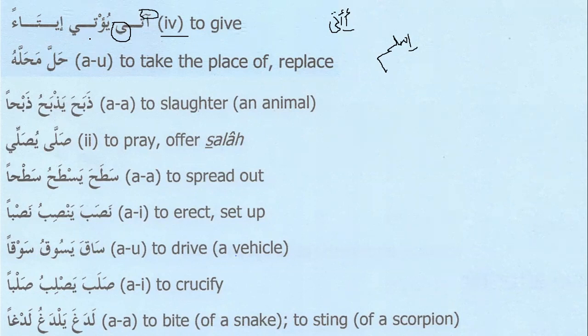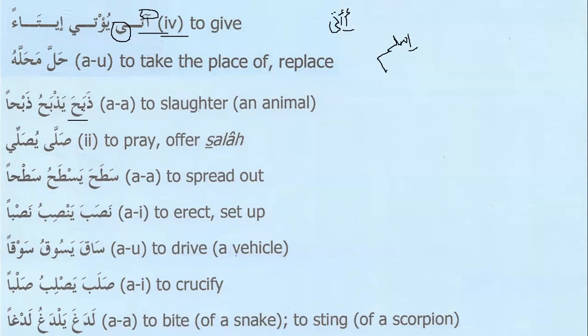And similarly, amina, ya'manu, imanan, and when you change it into verb form number 4, it will be amana, yu'minu, imanan. So that's why it changes into hamza. And inshallah, when we take these extended forms of the verb, we will discuss them in detail. Okay, dhabaha, yadhbahu, dhabhan. If you take it into verb form number 2, what will be the verb form number 2?